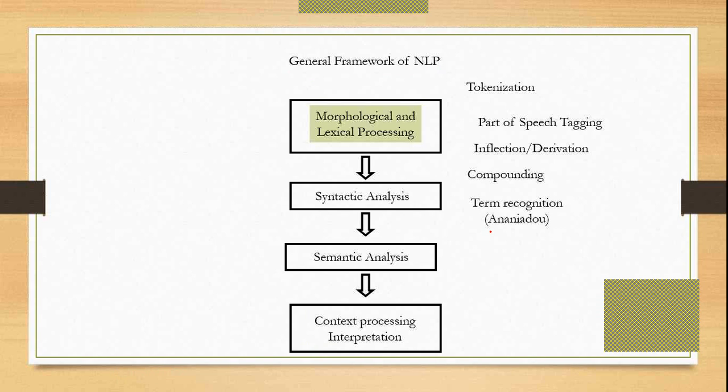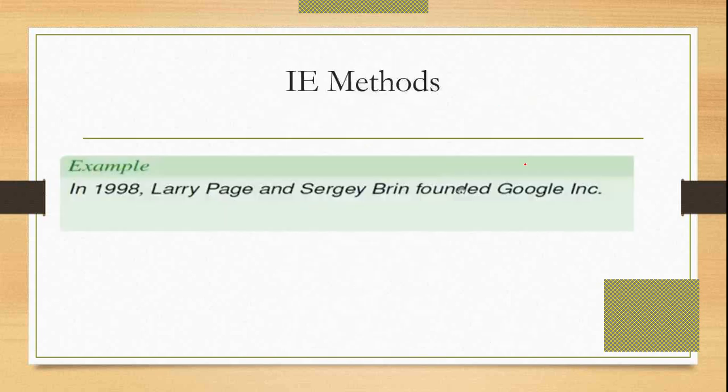So in morphological and lexical processing, we have tokenization, and then sentiment analysis, then semantic analysis, and context processing. Now, what are the different information extraction methods we have to use? Before we understand the various methods of information extraction, let us take an example.